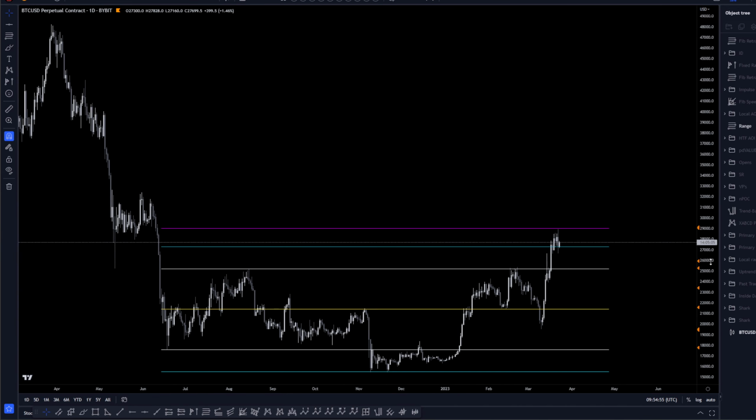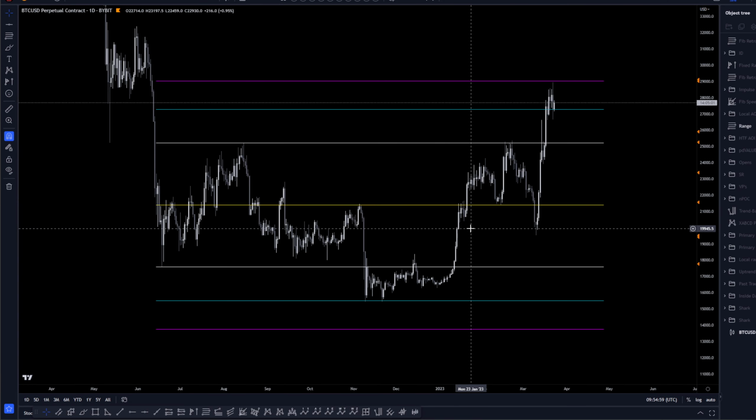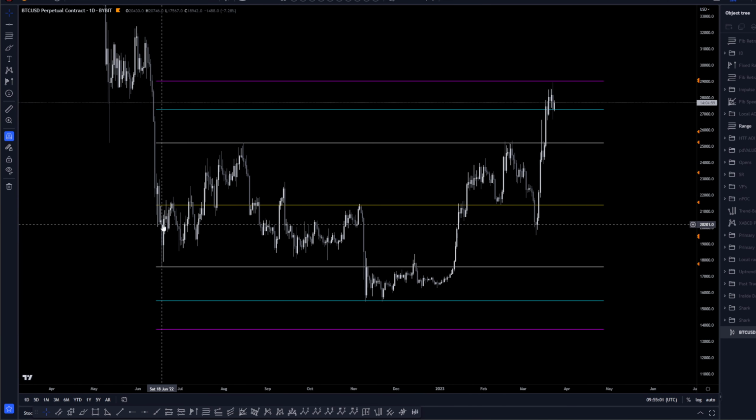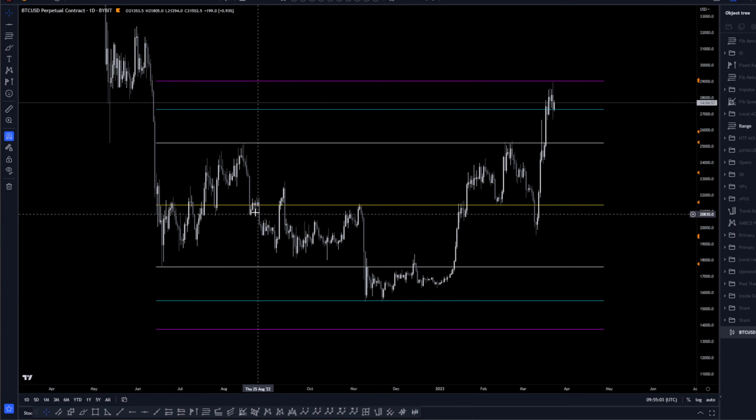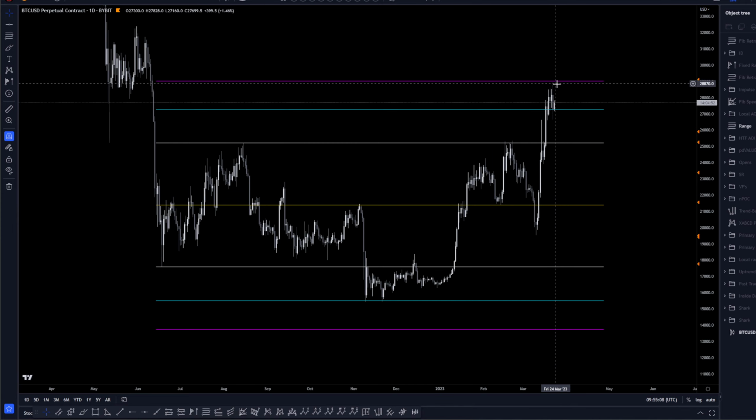And we can see what we're going on here. So obviously this is the range fib tool. We've been talking about this now for months and months and months. In fact, since effectively June last year. And we've had a nice reaction from the outside of the deviation.